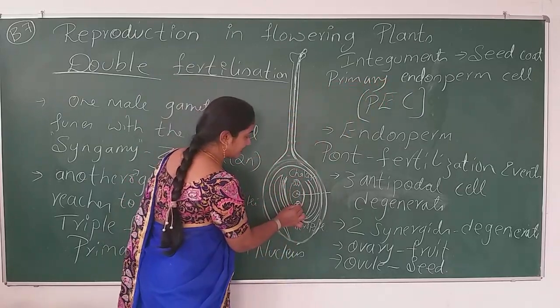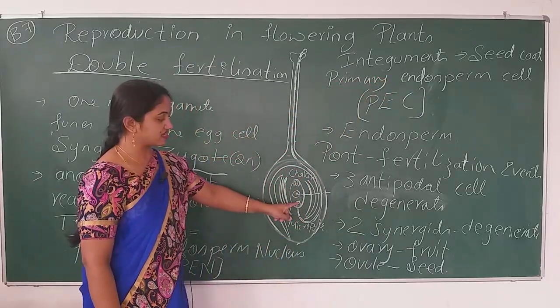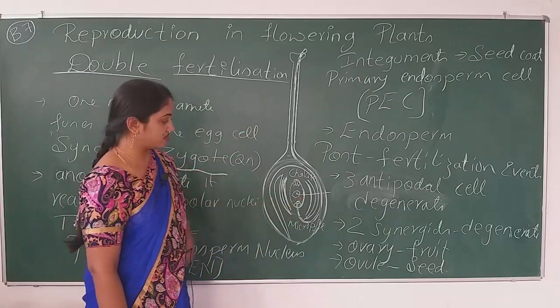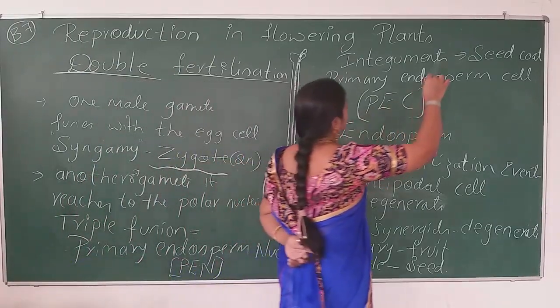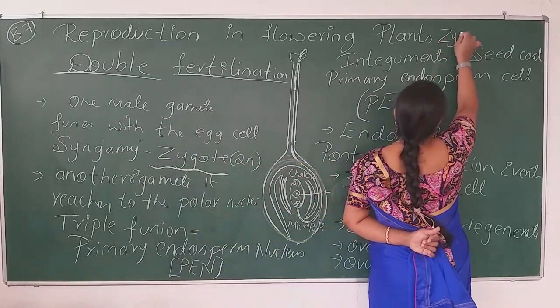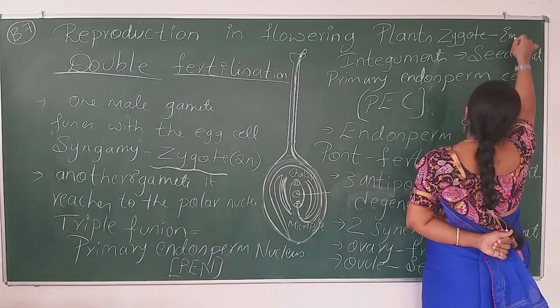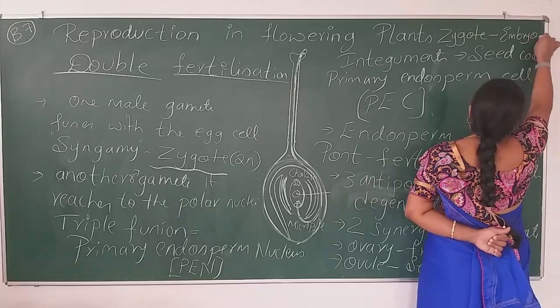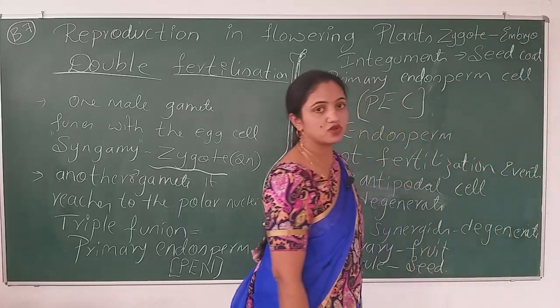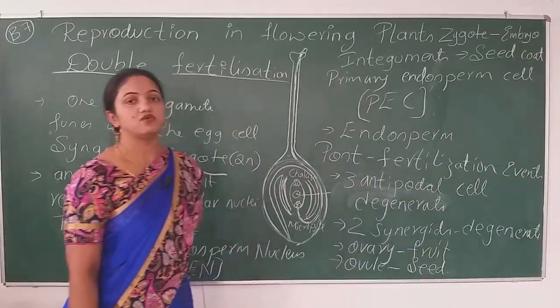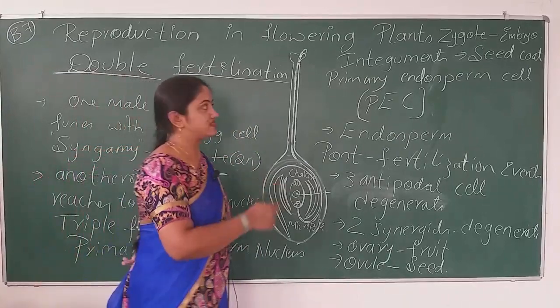Here the zygote is present. That zygote, I didn't mention about the zygote here, no. So the zygote forms the embryo. From the embryo, the plant arises.